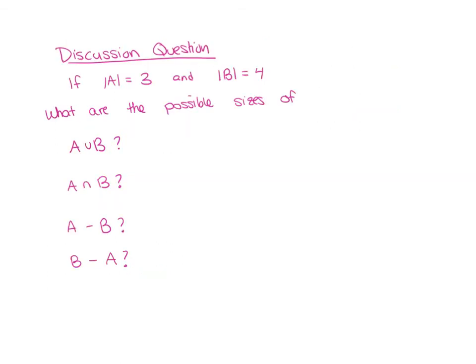Here's a question I want you to think about that we'll discuss in class. If the magnitude of A is 3 and the magnitude of B is 4, what are the possible sizes of the union of A and B, the intersection of A and B, and then the differences of A and B in each of the two orders? So think of all possible numbers you could get for those sizes.